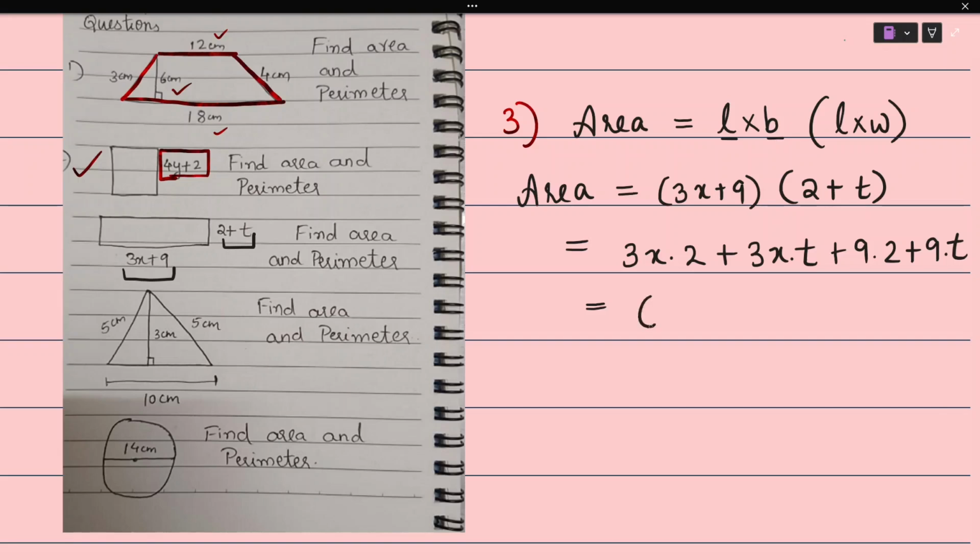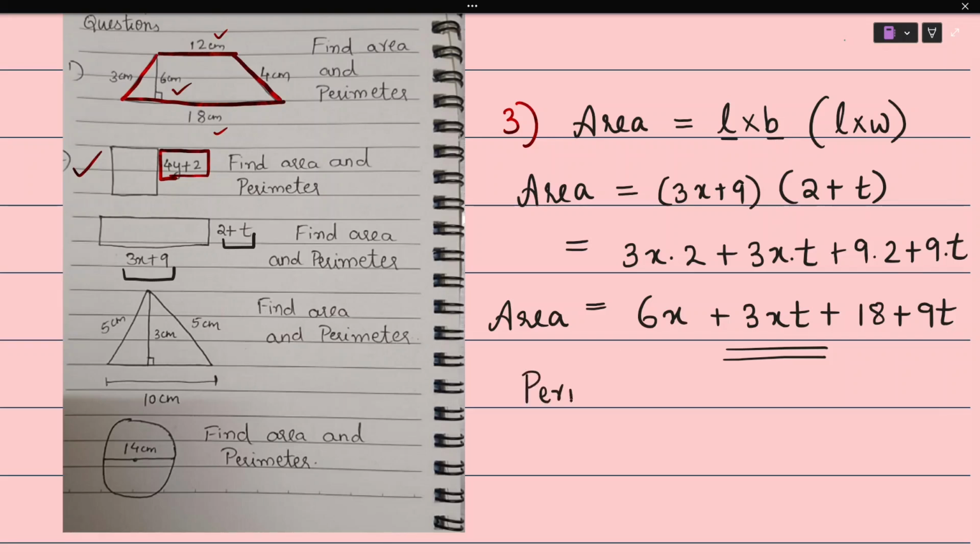So this is going to be 6x plus 3xt plus 18 plus 90. Always check if we have any like terms in this expression. Since there are no like terms, we can't add or subtract further. So the area of this rectangle is going to be 6x plus 3xt plus 18 plus 90.